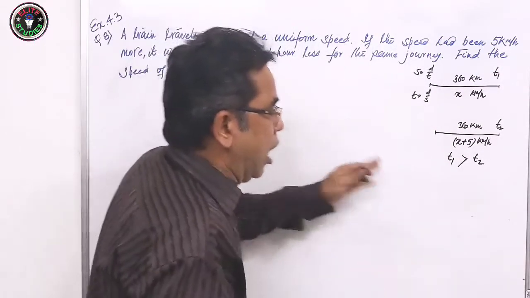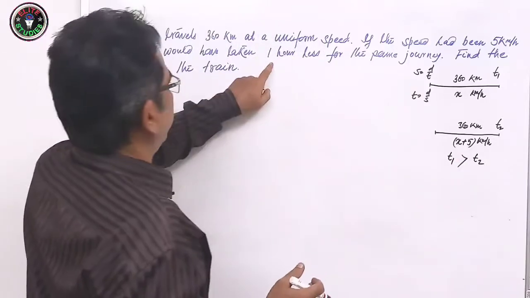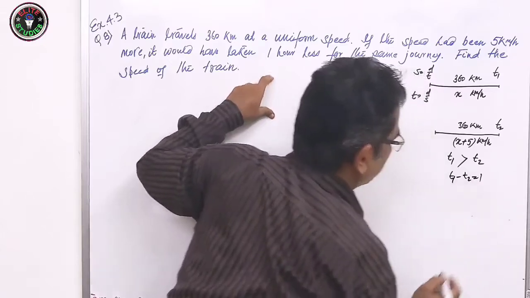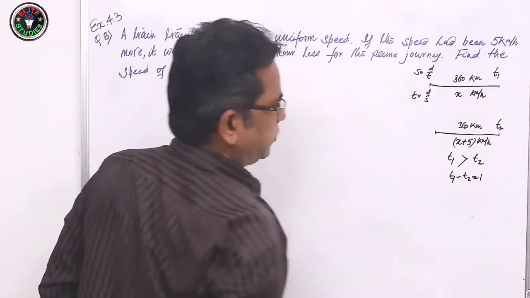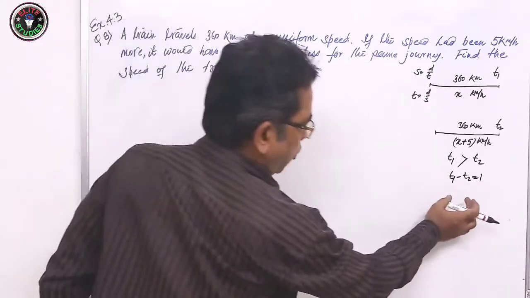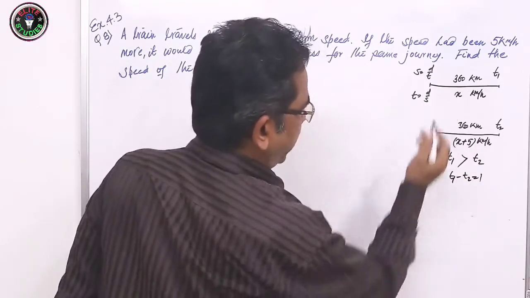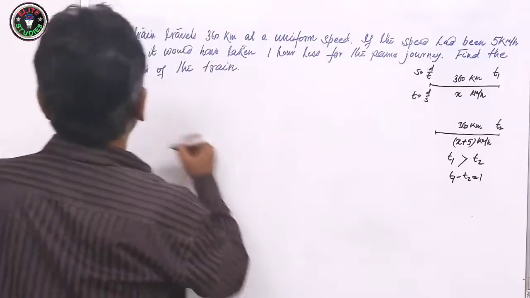Now the question is, how much is t1 greater than t2? That is given as 1 hour. That is, t1 minus t2 is equal to 1. This is the equation. So now we will find t1 and t2 and put them in this equation, and we will get the value of x. Let's see the solution.